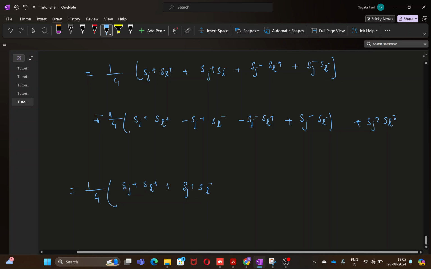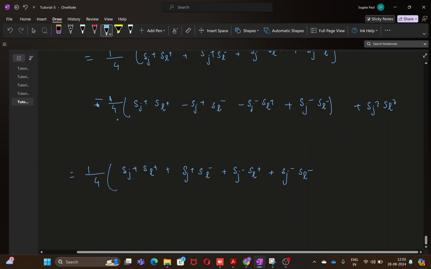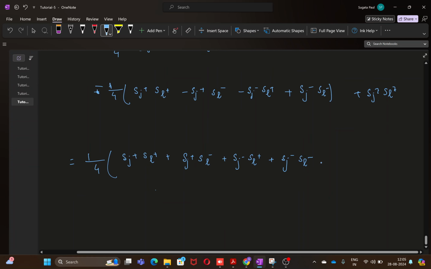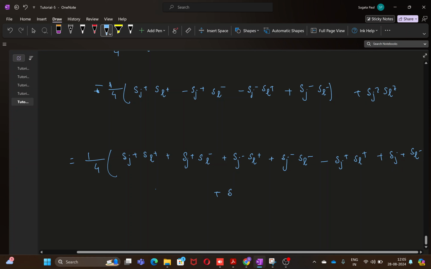Sj plus SL minus, Sj minus SL plus, Sj minus SL minus. And then the second term has all the signs as minus. So minus Sj plus SL plus, minus, plus Sj plus SL minus again, plus Sj minus SL plus, and then again last is minus Sj minus SL minus, plus Sjz SLz.